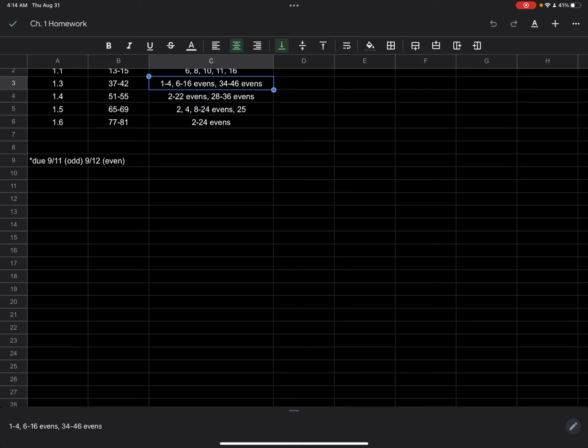If you don't have graph paper, now would be a good time to go invest in some. You can use technology or you can graph by hand. I would practice both. So do half by hand, half using Desmos, or a graphing calculator if you have one.